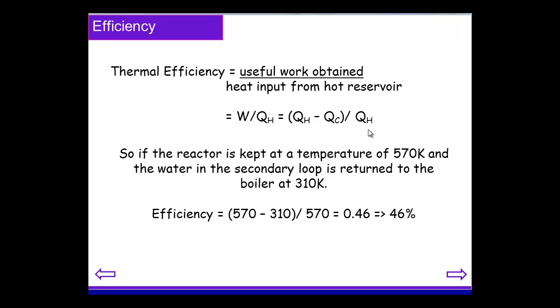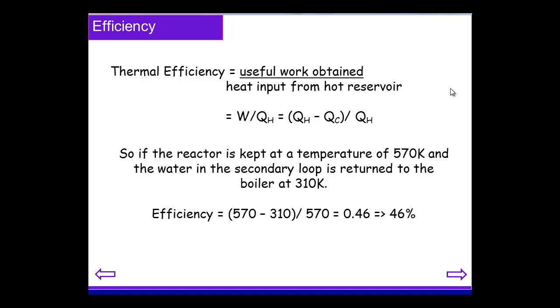So my example is a reactor kept at 570 K, and the water in the secondary loop is returned to the boiler at 310 K. So I can subtract and find out the temperature difference, and divide that by the value for the hot reservoir, and I can work out the efficiency. In this case, it's 46%.